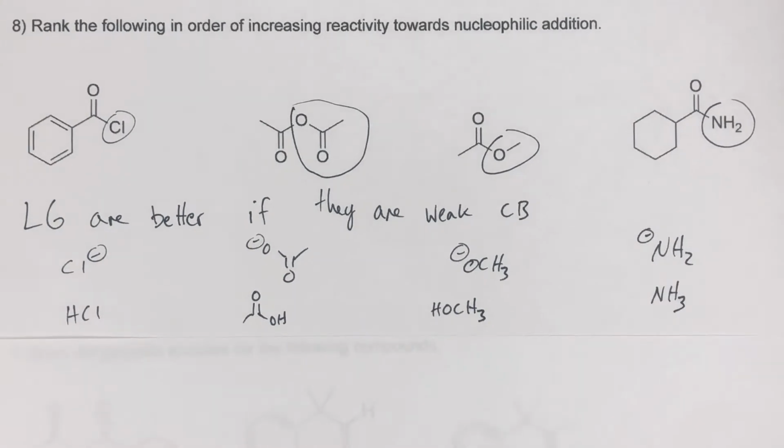All right, so HCl is a really strong acid, so we expect Cl minus to be a really good leaving group, very weak conjugate base. Acetic acid is relatively strong, so its conjugate base acetate is also relatively good a leaving group. Methanol is a very weak acid, relatively speaking, so its conjugate base is going to be pretty strong. Ammonia is an extremely weak acid, so NH2 is an extremely strong base.